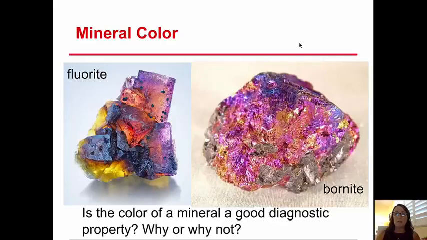Moving on to talking about the physical properties. We use physical properties of minerals to diagnose them and to determine which mineral is present. One of those physical properties is color. As you can see in these two diagrams here, a mineral named fluorite and a mineral named bornite have the same colors in this case, and they have many different colors. So in general, mineral color is not a good diagnostic property because many minerals have the same color, and within one mineral, there may be different colors present.